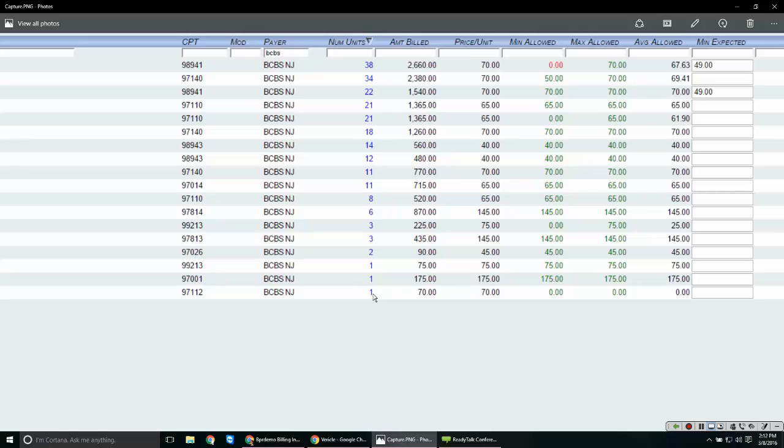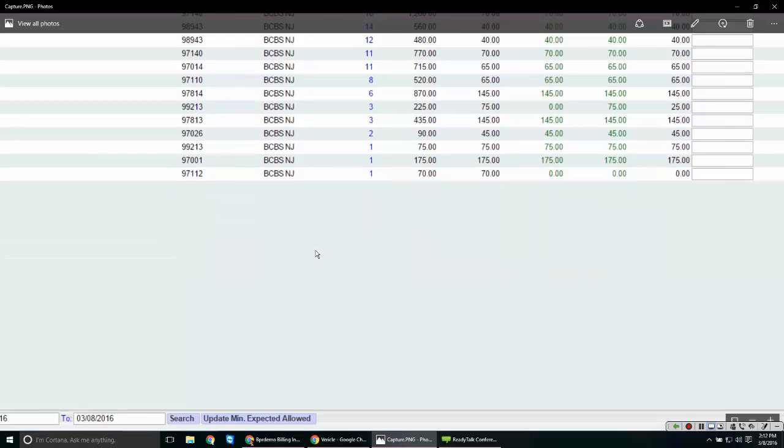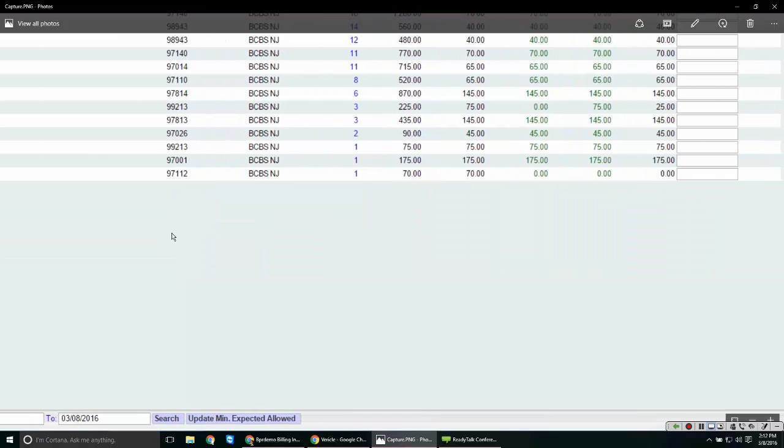Sure. So what this report is going to show you is the allowed amounts that you have been given back from insurance. It is broken down by the rendering practitioner, which we actually have cut off on the screen. But then for each rendering practitioner, you have the CPT, the payer, and how many units were billed out during the date range. There is a date range down at the bottom. We can do 90 days at a time. Right now, we're only doing a month, but it does go up to 90 days.